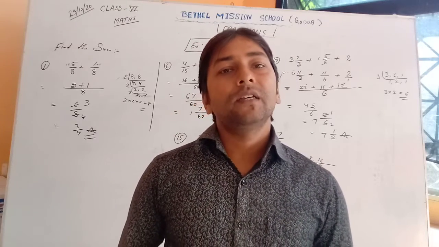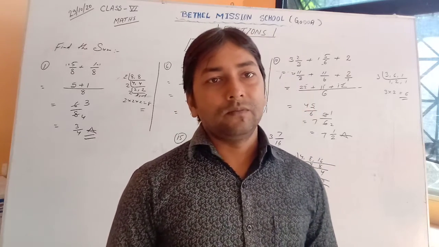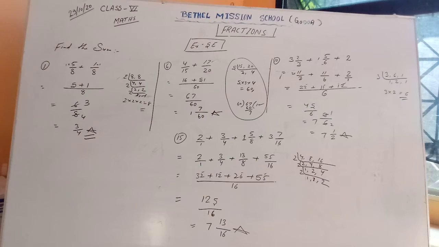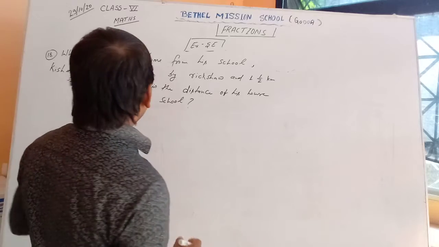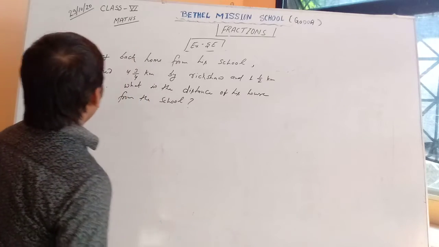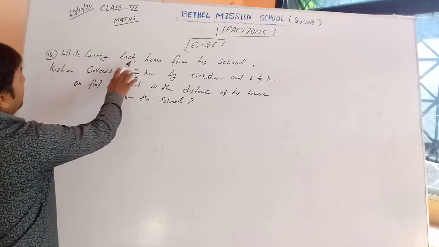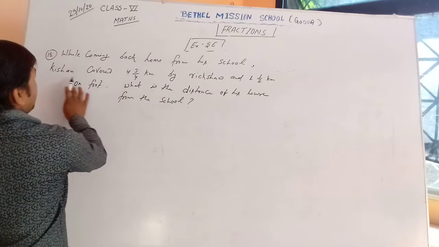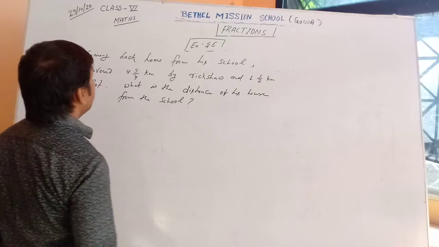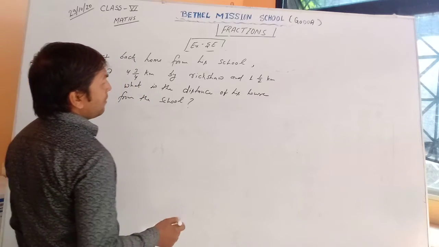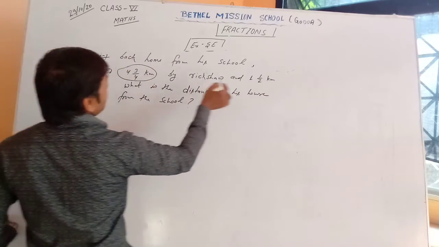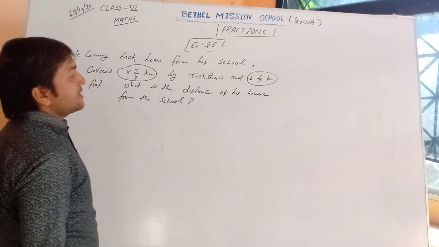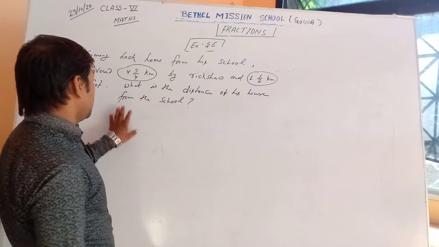There are many questions given. Now I will solve the word problems. I have taken question number 18. The question says: while coming back home from his school, Kishan covered 4 and 3/4 kilometer by rickshaw and 1 and 1/2 kilometer on foot. What is the distance of his house from the school?